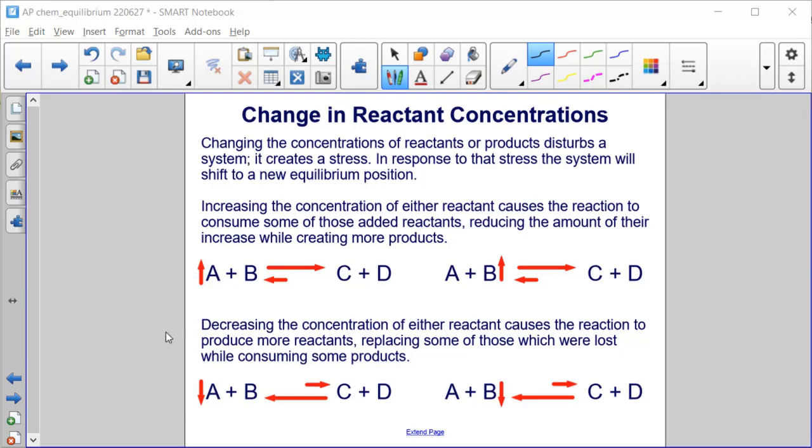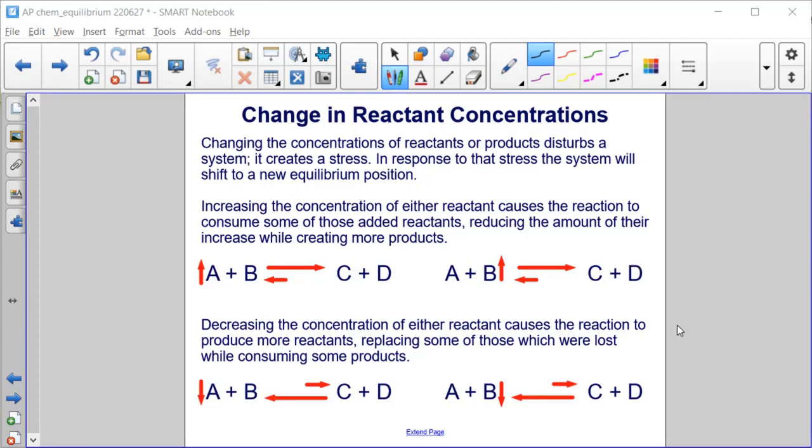So if I increase the concentration of either reactant A or reactant B, the equilibrium will shift towards the products. So we'll consume some of this added reactant to produce more products. We'll consume some of this added reactant to produce more product.